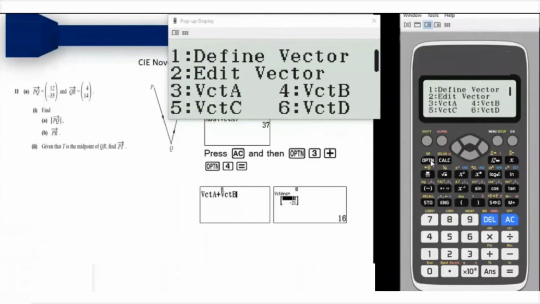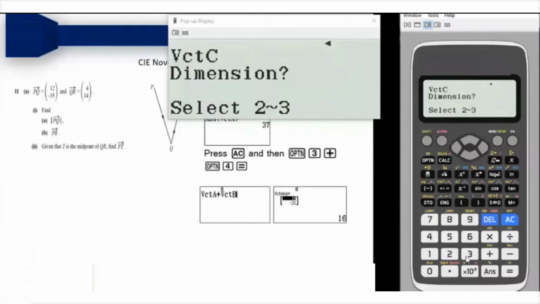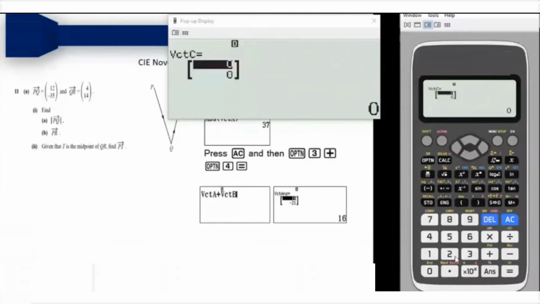So I'll go to option, I'll press 1 and I'll press 3 because now I have to define a new vector, that is vector C, and it's a two-dimensional vector, and this vector C is QT, and since T is the midpoint of QR, QT will be half of this. Half of 4 and 14 is 2 and 7. It's important for us to define the vector so that we can do the needful.